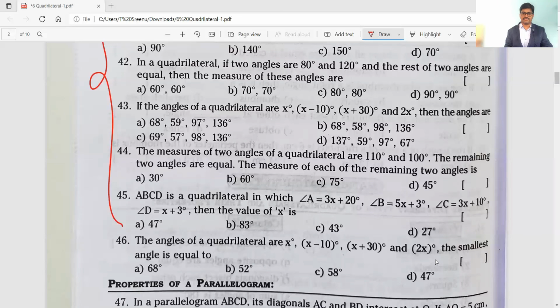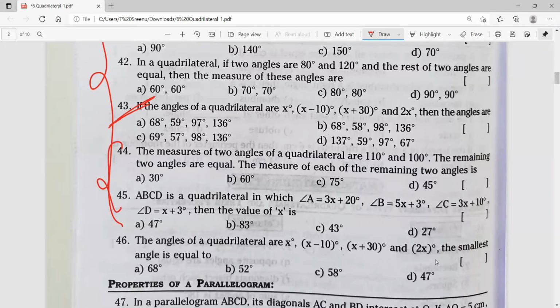Yes, this one we completed. Questions 44, 45, 46 are homework. Please try them. We'll discuss them in the next class. So that's all for today. We shall continue the same topic in the next class. Right? Thank you.